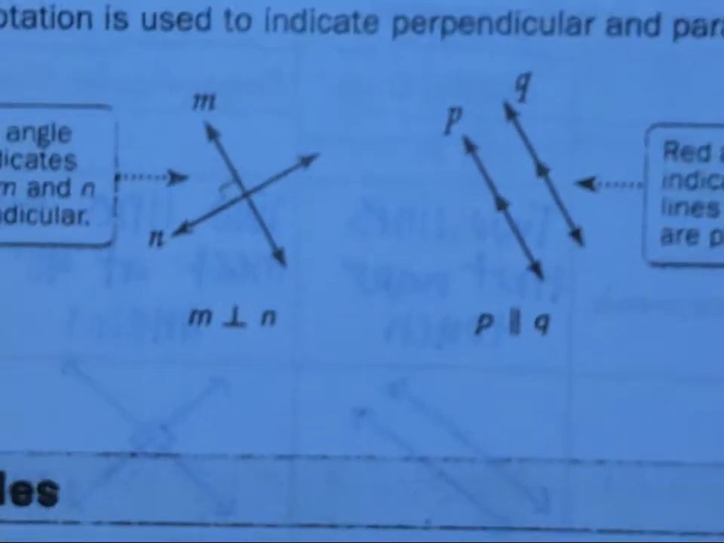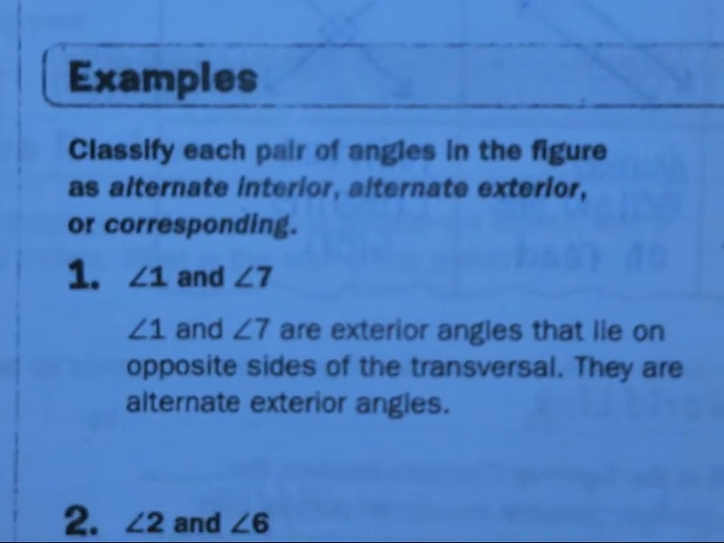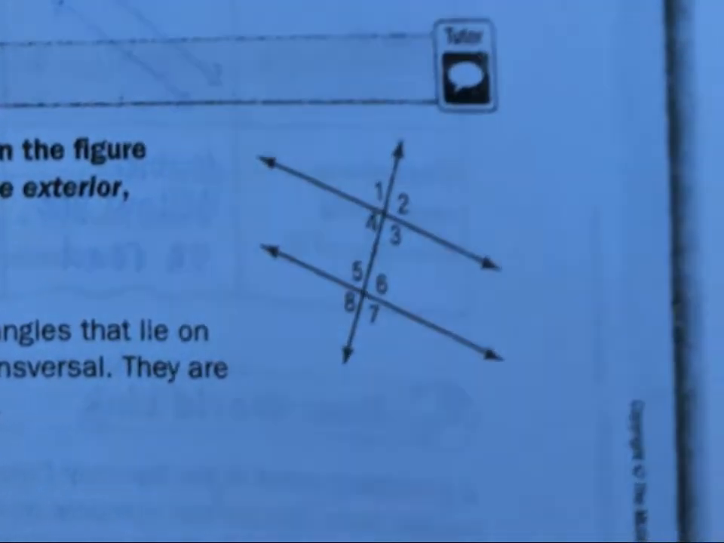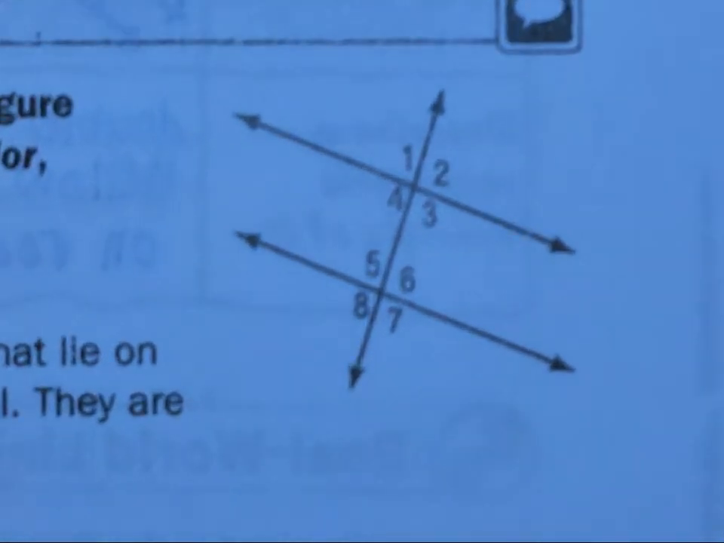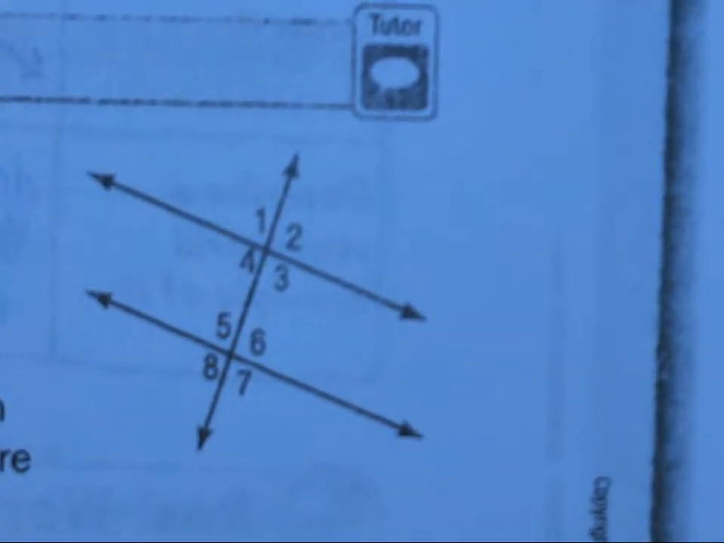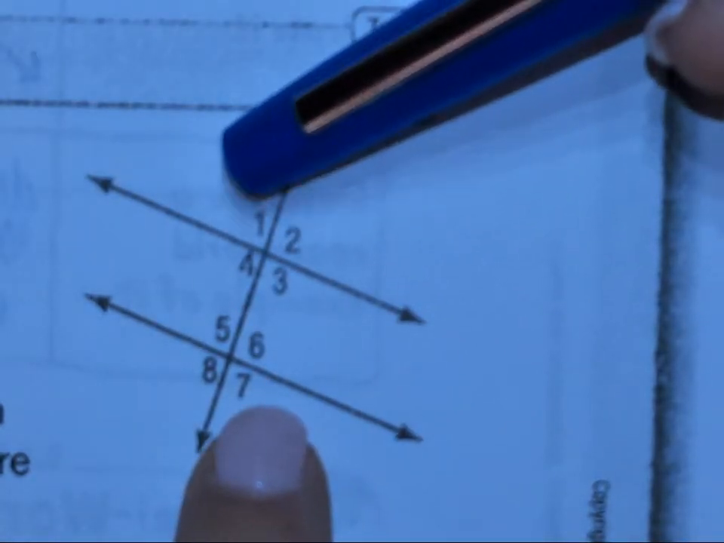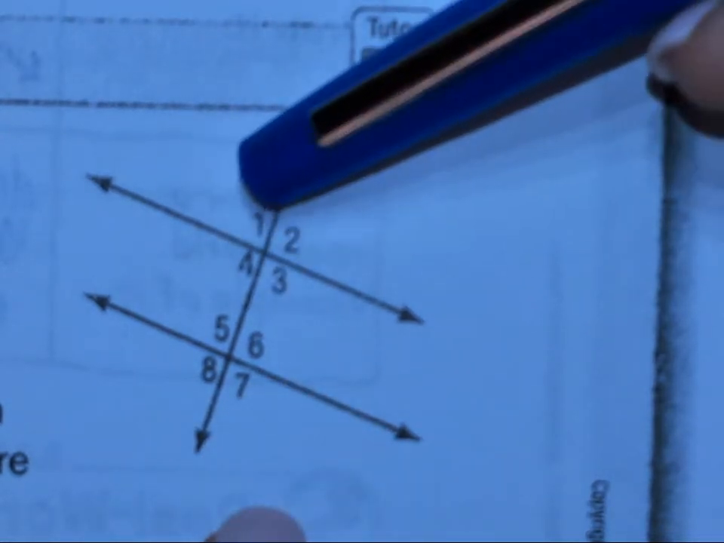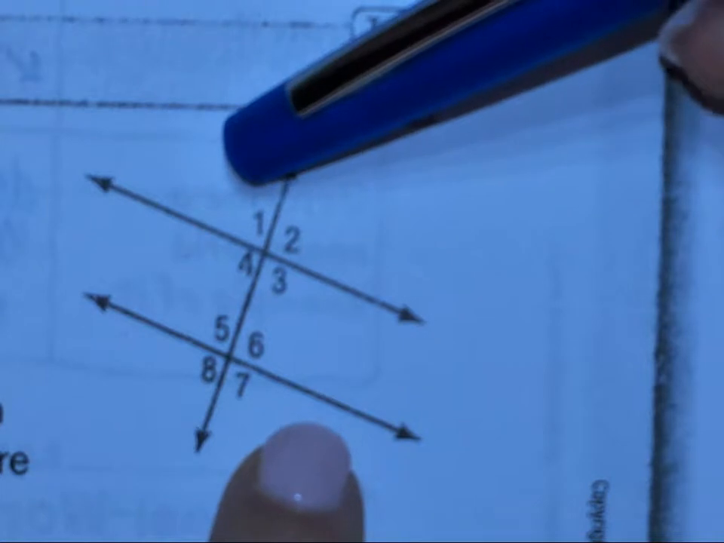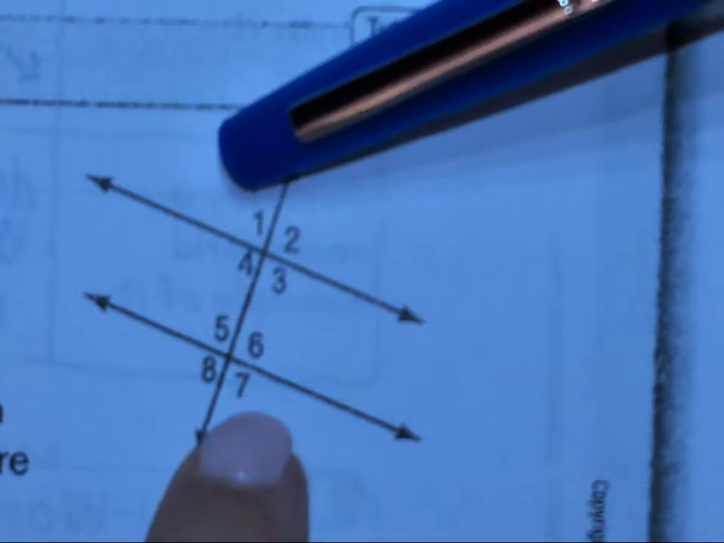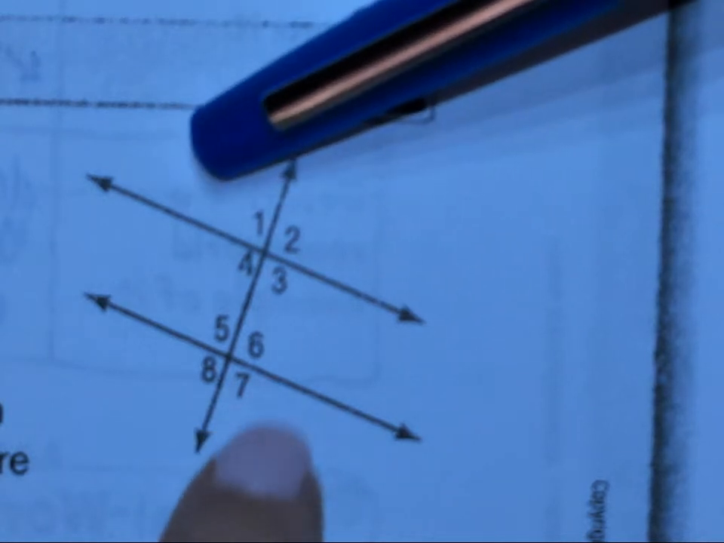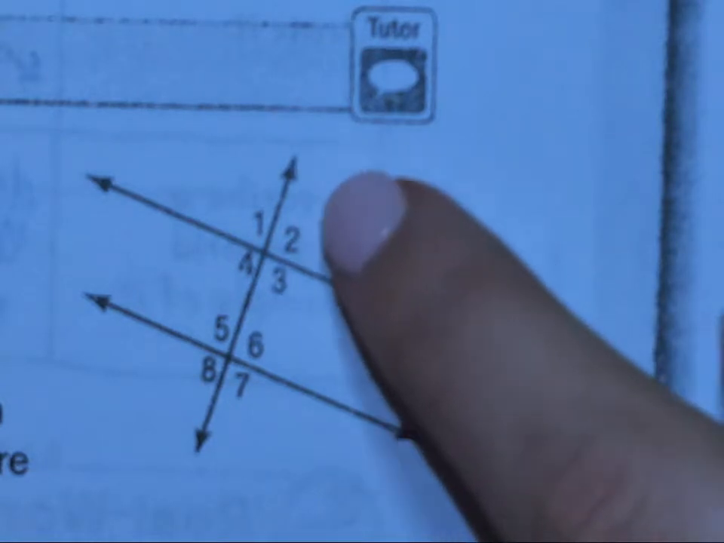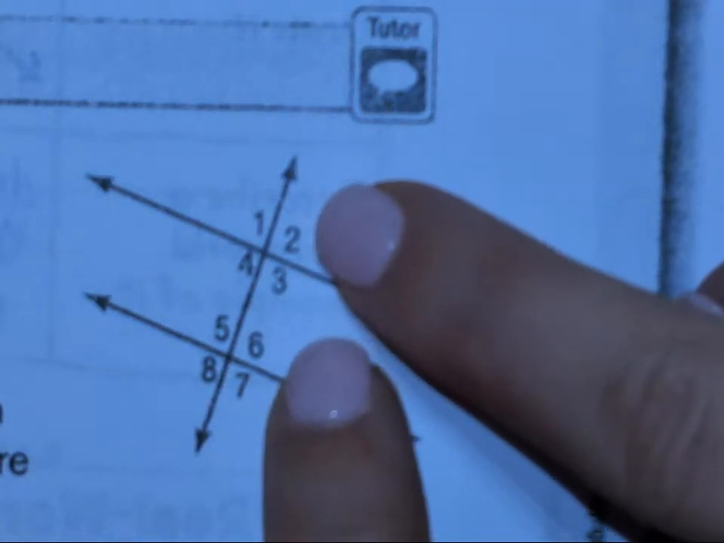Okay, let's look at some examples. Example number 1 says to classify each pair of angles in the figure as alternate interior, alternate exterior, or corresponding. So looking at this picture, number 1, they want us to tell what angle 1 and angle 7 are. So looking at angle 1 and 7, I know that they both lie outside of those parallel lines. So I know that there's some type of exterior angle. Are they on opposite sides of that transversal? Yes. So they are alternate exterior angles. Okay. And then number 2 is asking about angle 2 and angle 6. So what do you think angle 2 and 6 are?